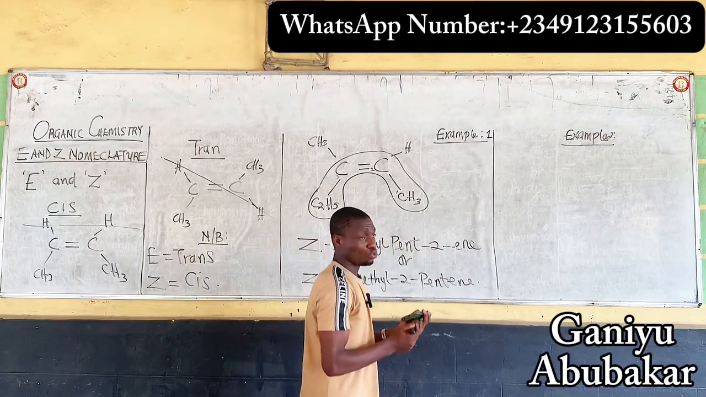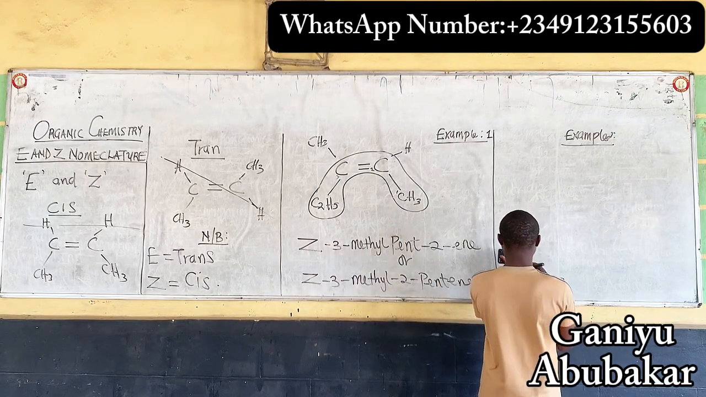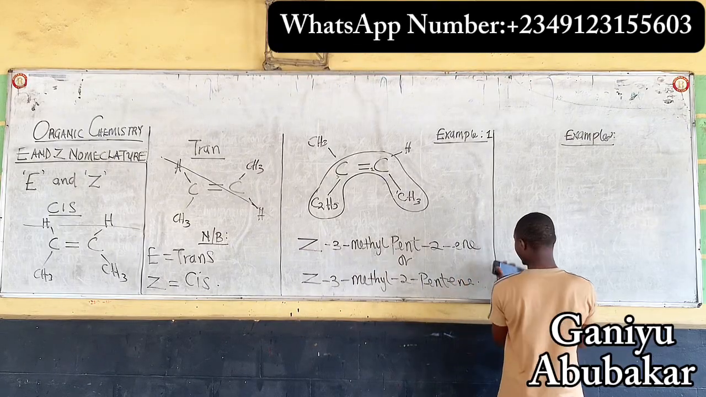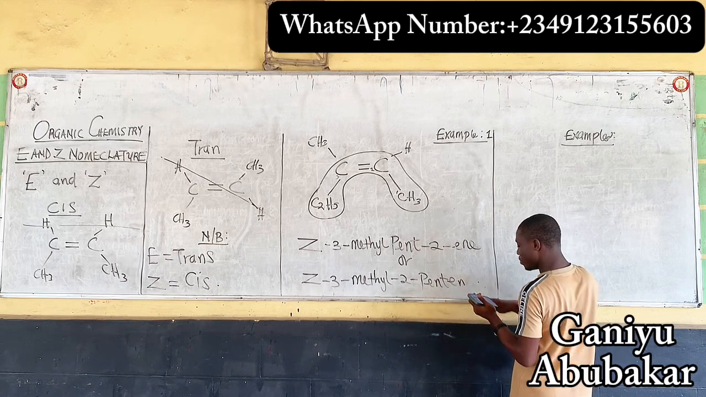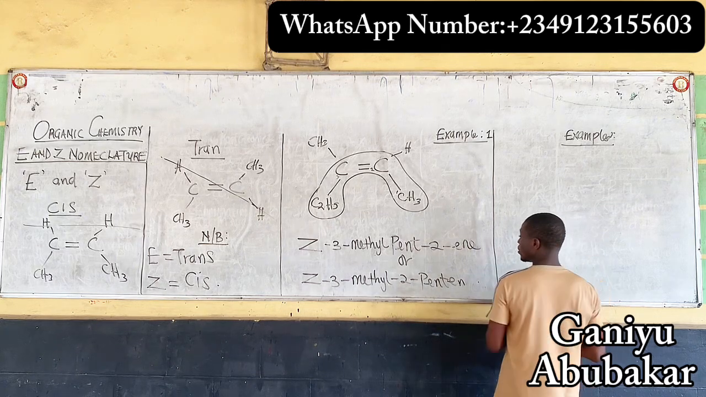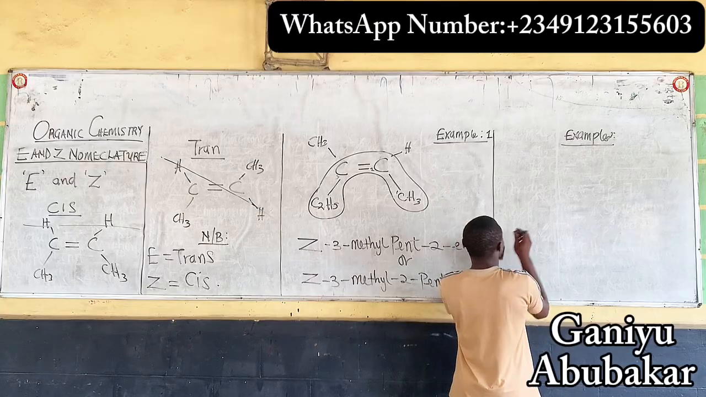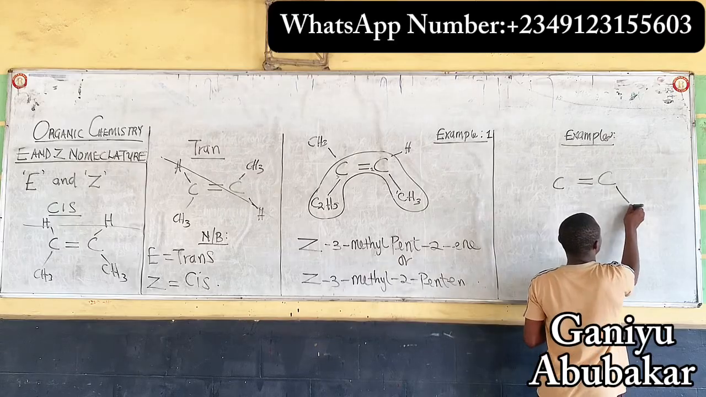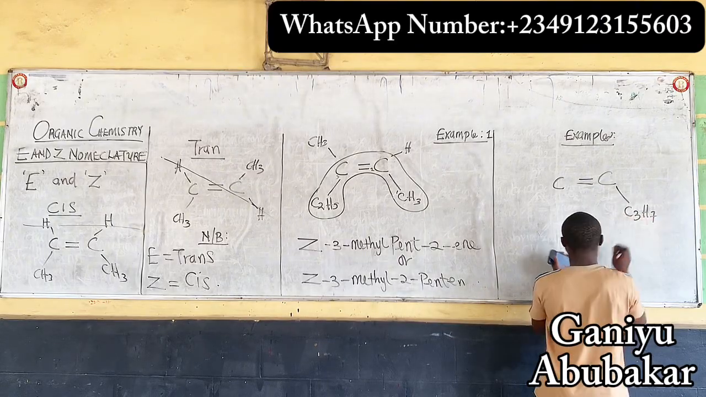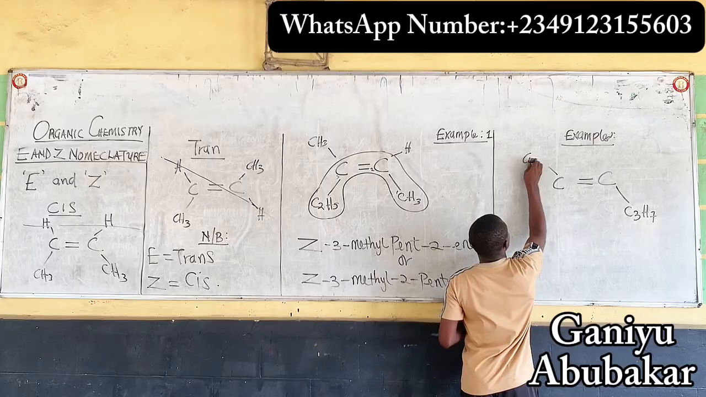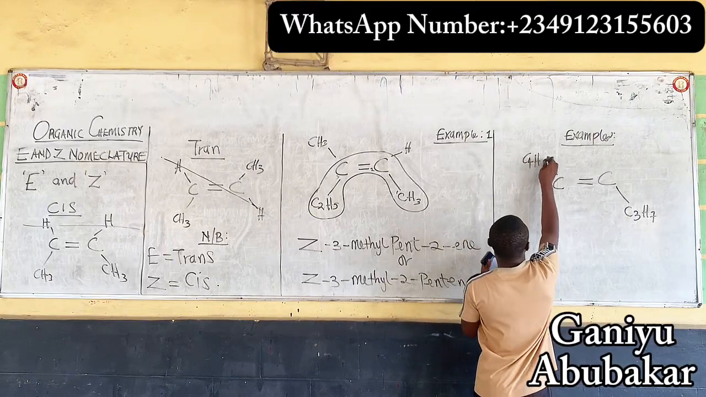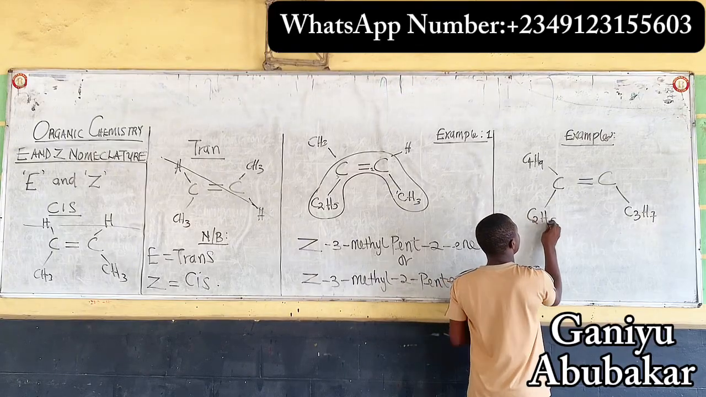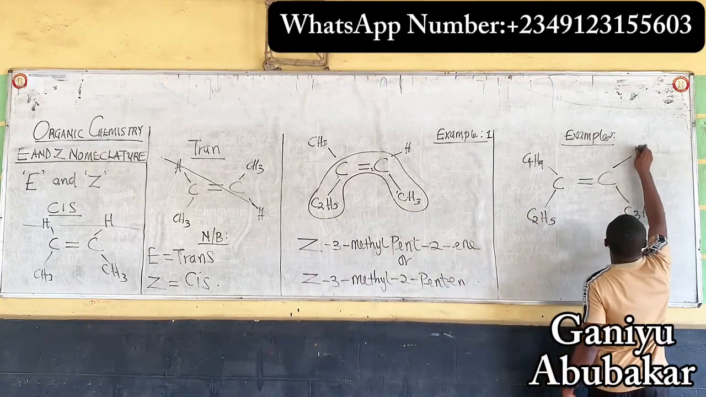Let's do example 2. Let's say I have something of this nature, a pentene. All right. Example 2. Let's say I have something of this nature. Observe. I have C3H7 here. I have C4H9 here. I have C2H5 here. Here I have H.